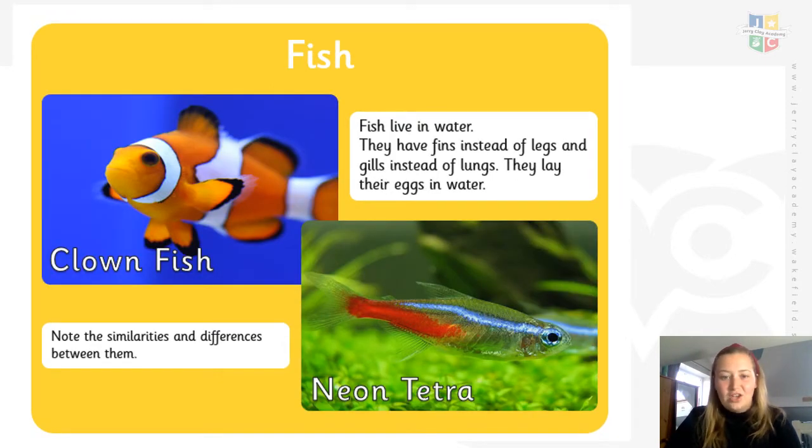Fish. So fish live in water and they have fins instead of legs and gills instead of lungs. They lay their eggs in water and they lay a lot of eggs. They don't just have one egg at a time. They can lay thousands of eggs. So look, we've got a clownfish. If you've watched Finding Nemo, you might know what this is. And we've got a neon tetra, which are very pretty fish as well. Can you think of any other fish?